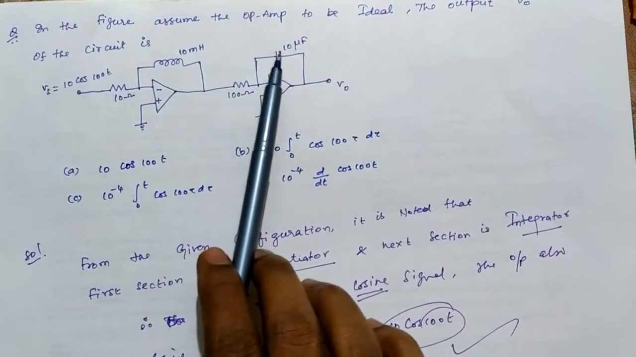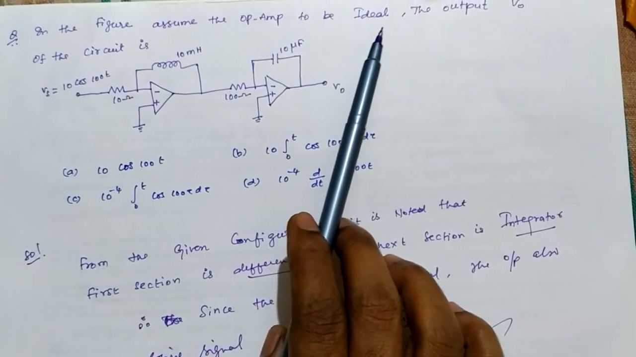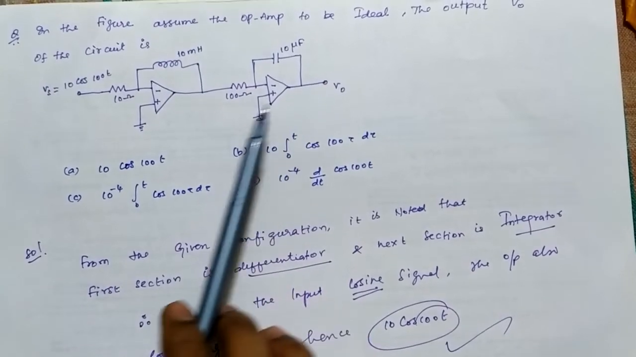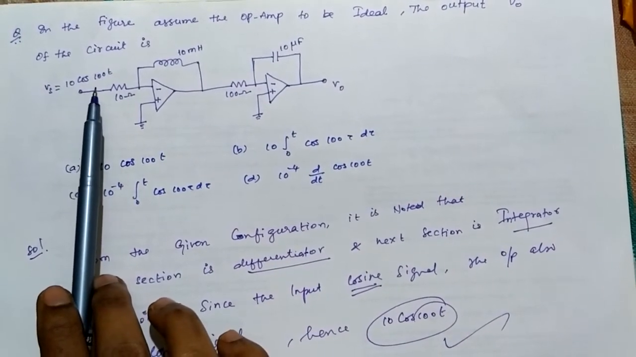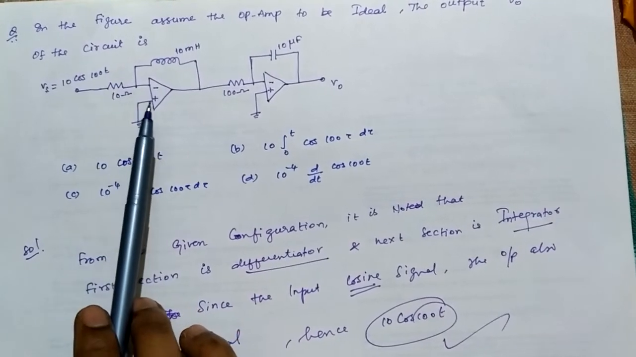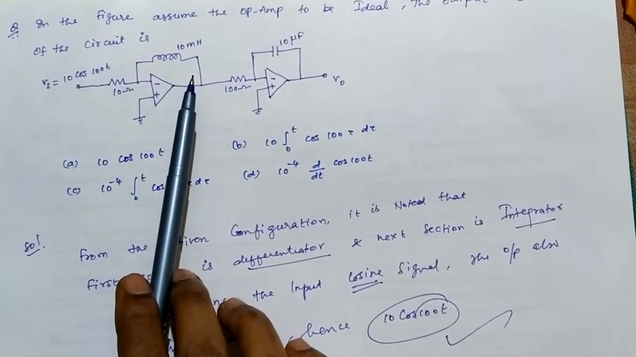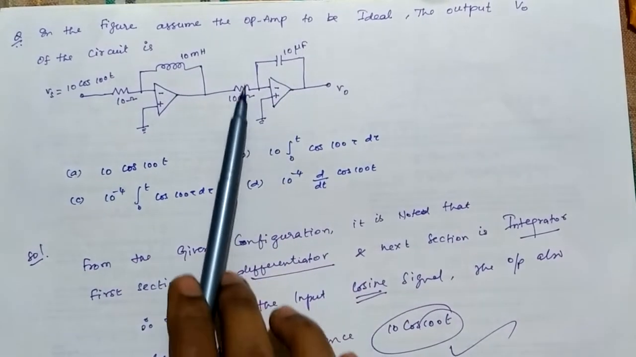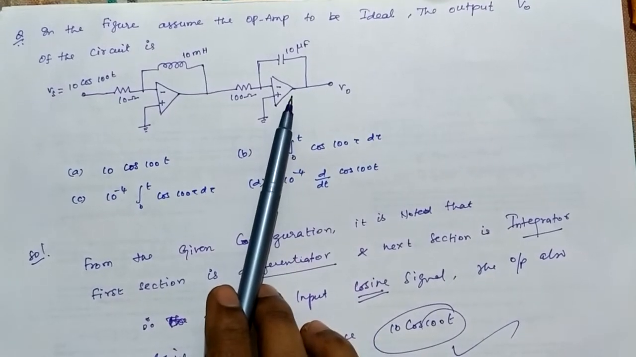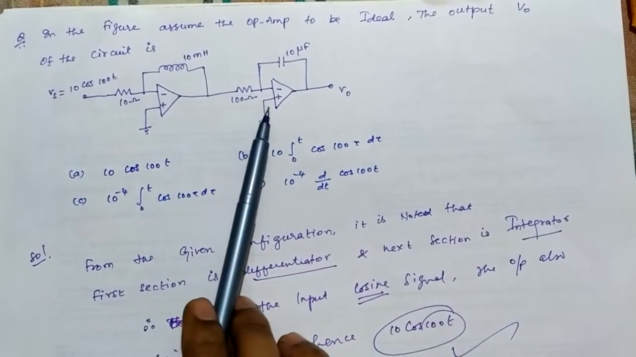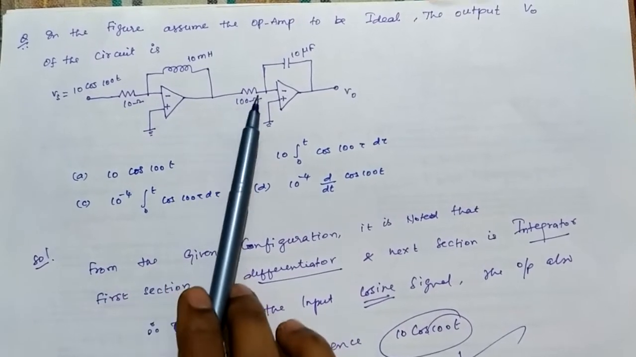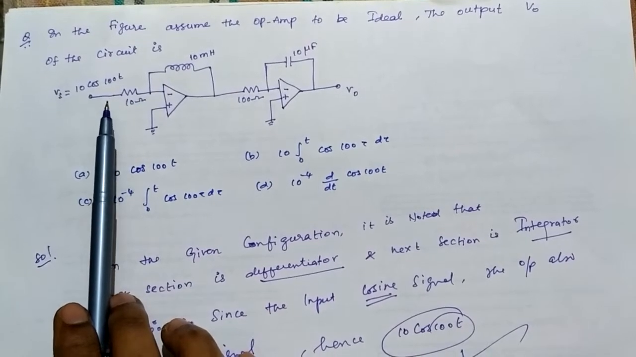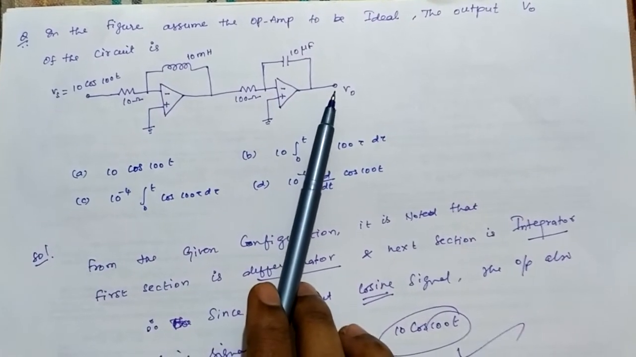In the figure, assume that it is an ideal op-amp. What will be the voltage at the output? The input voltage is 10 cos 100 t. So from the observation we can conclude that this is a differentiator and this is an integrator. Differentiator and integrator are opposite, so the function gets cancelled. So whatever input voltage we give, the same waveform we will get in the output voltage.